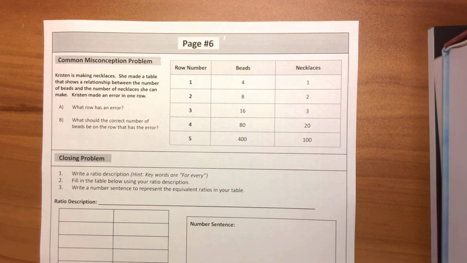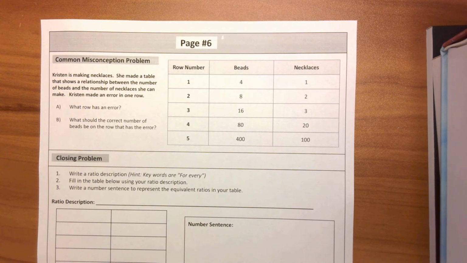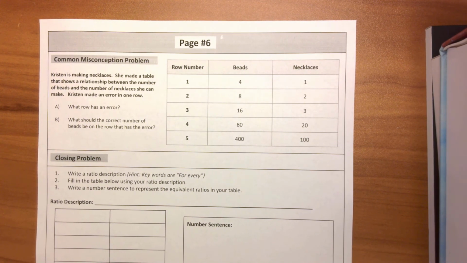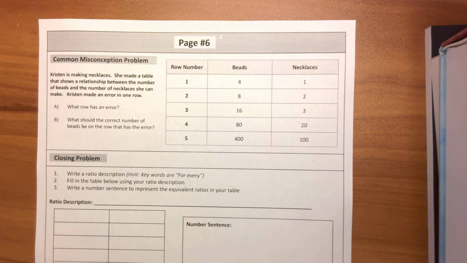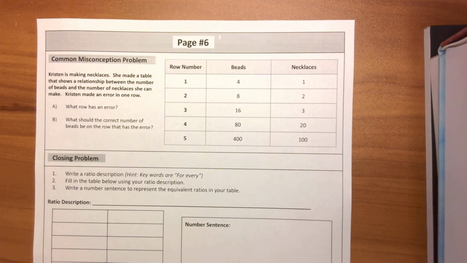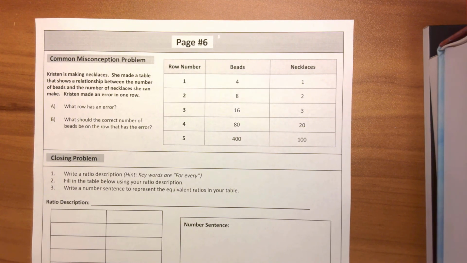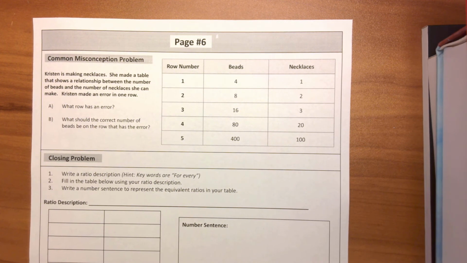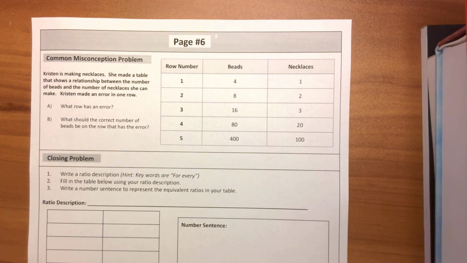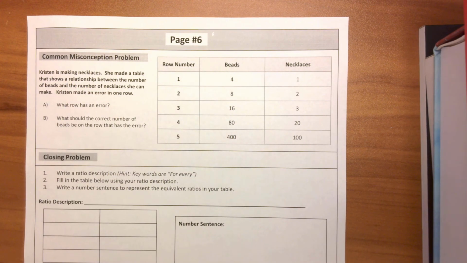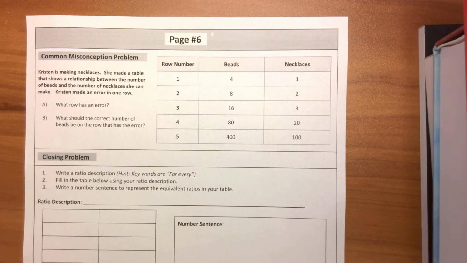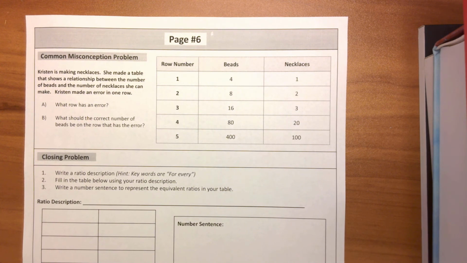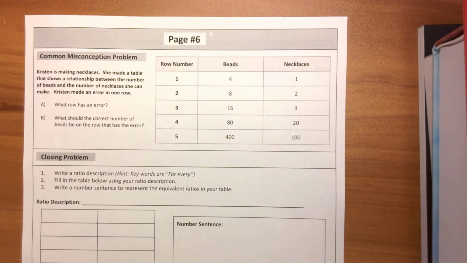Page number 6. Page number 6 says, Kristen is making necklaces. She made a table that shows a relationship between the number of beads and the number of necklaces she can make. Kristen made an error in one row. What row has an error? What should the correct number of beads be in the row with the error? Take a look at the table and answer A and B on your own. Pause the video, come back once you're done.